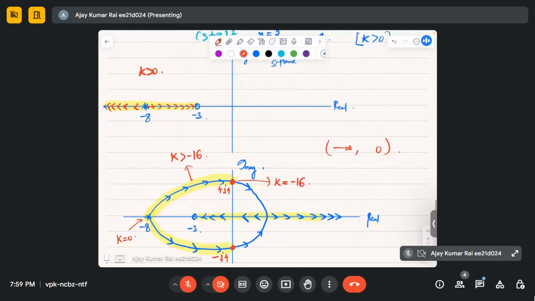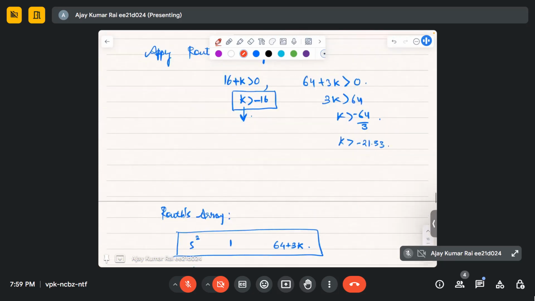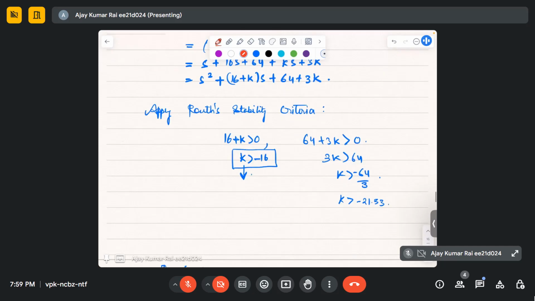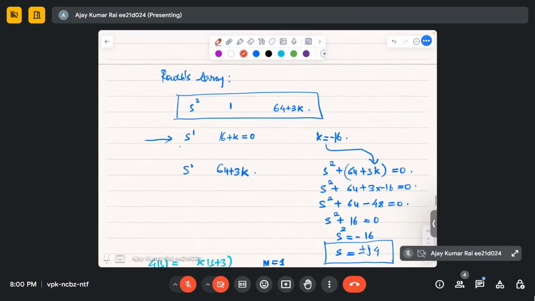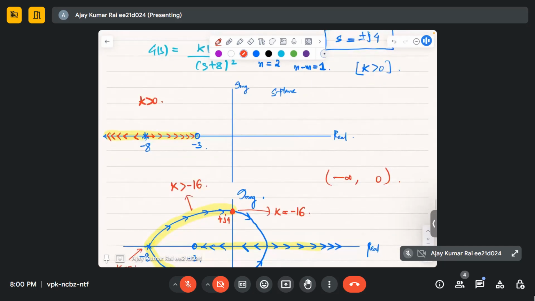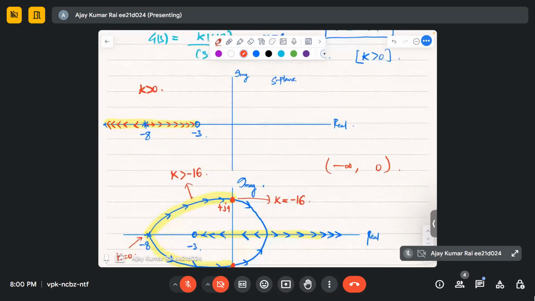From the root locus also see, but in the question it's not given, right? These two options are true. This is also true, and this is also true for k negative. So any doubt in this question? We can verify from the root locus also. Yes.